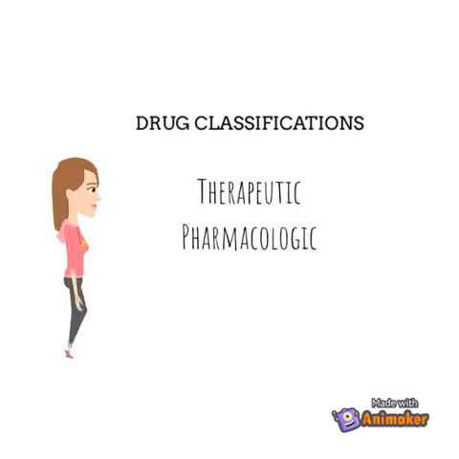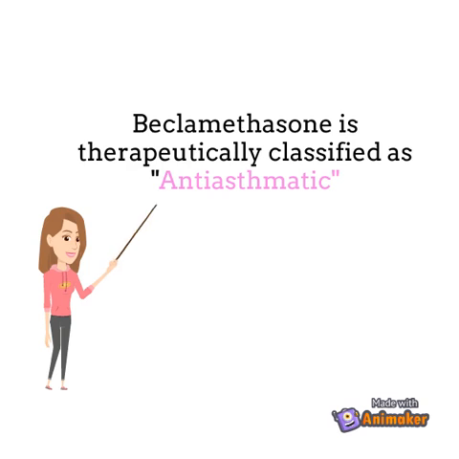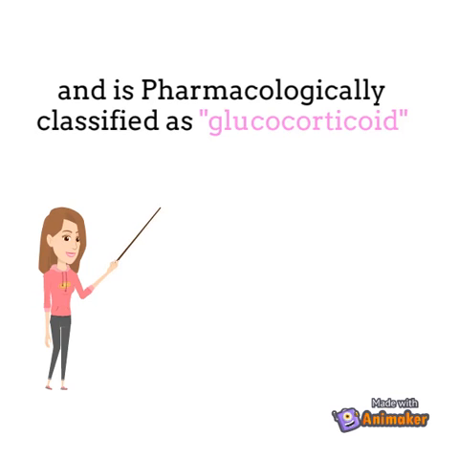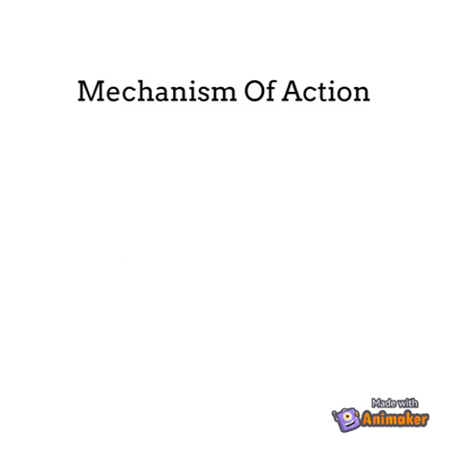Now let's proceed to its drug classifications. First up is the therapeutic classification. Beclomethasone is therapeutically classified as an anti-asthmatic. However, the pharmacologic classification is glucocorticoid, and beclomethasone belongs to pregnancy categories. Let's proceed to the mechanism of action.